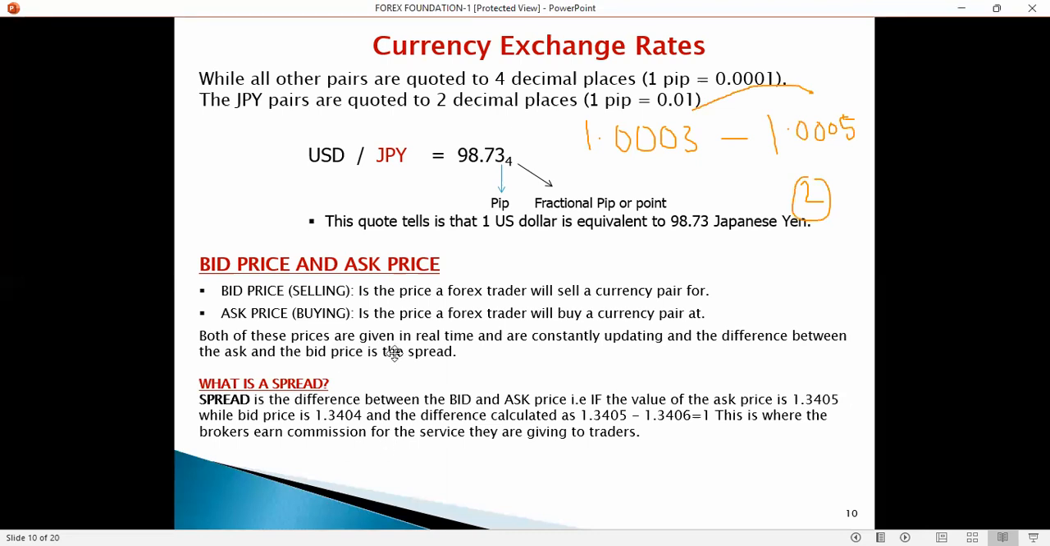Okay, the brokers earn their commission through the spread. The spread is the difference between the bid and ask price. For example, if the ask price is 1.3405 while the bid price is 1.3404, the difference between the two is just 1, which means a 1 pip difference. This is where the broker earns its commission for the service they are giving to you.